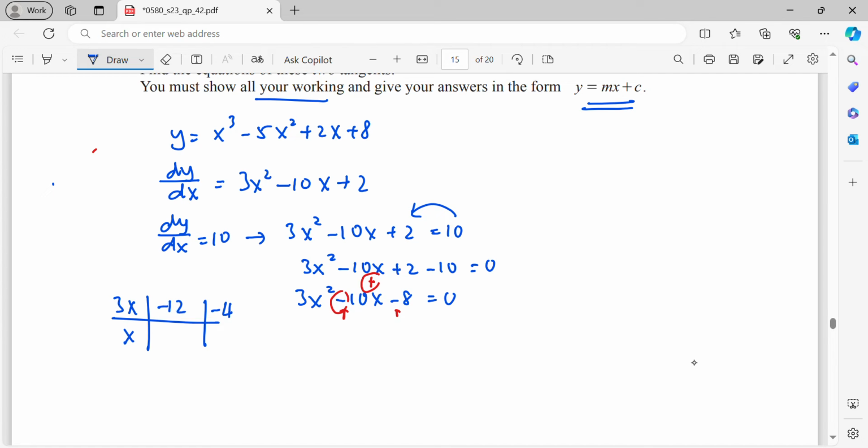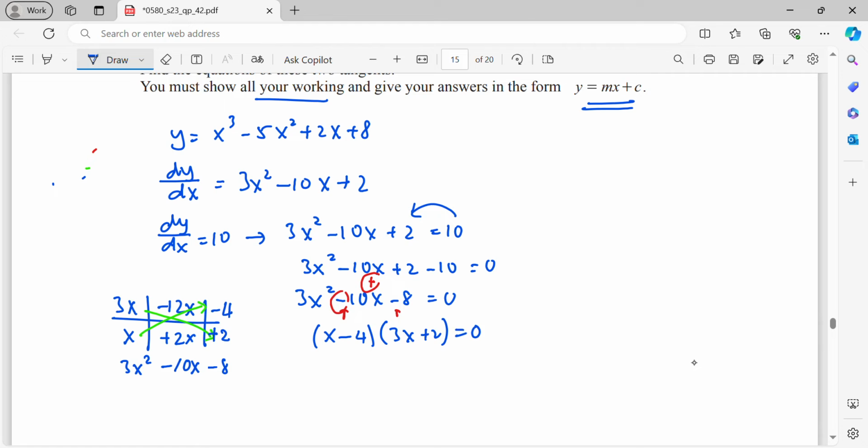so that I will get minus 12x. Then this is 2, so you get plus 2x. So the middle one will be minus 10x. Then the first term, when you multiply, is 3x squared. And the last term, the last column, when you multiply, you get minus 8. Okay, so now for my factorization, you use cross multiplication. That means you will get x minus 4 as the first factor, and the second factor is 3x plus 2.